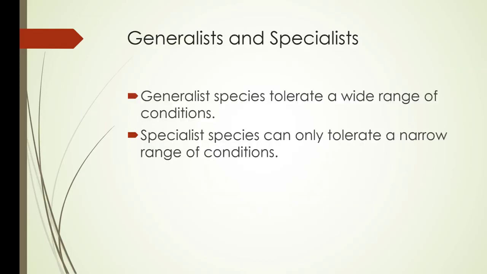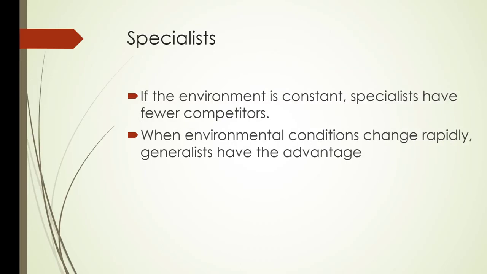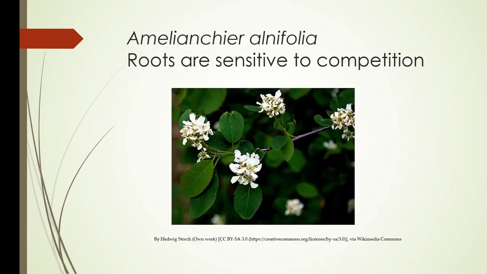So generalist species tolerate a wide range of conditions, while specialist species can only tolerate a narrow range of conditions. So if the environment is constant, specialists don't have a lot of competition. And when they change rapidly, the generalists have the advantage. So one plant, this is Amelanchier alnifolia, which is one of our native plants in this area. They're very sensitive to competition. So if an invasive species comes along, they will not be able to compete with that species.